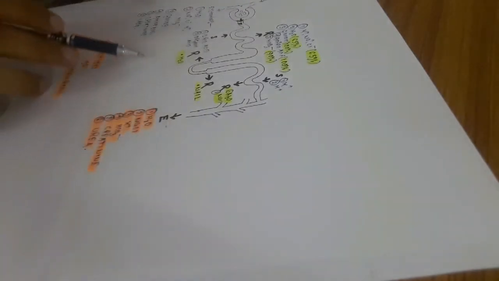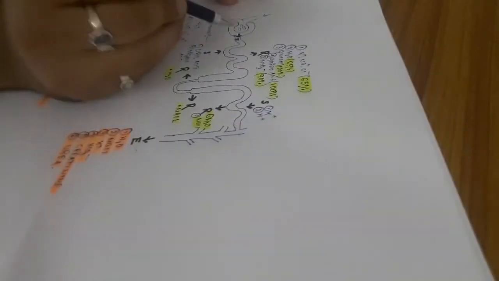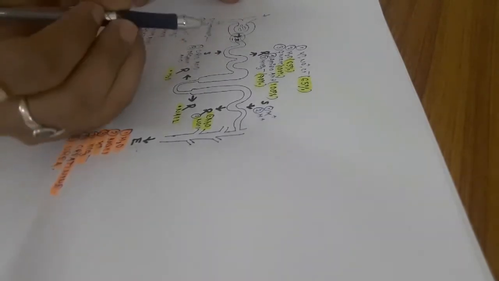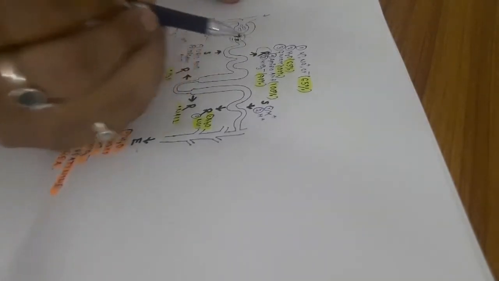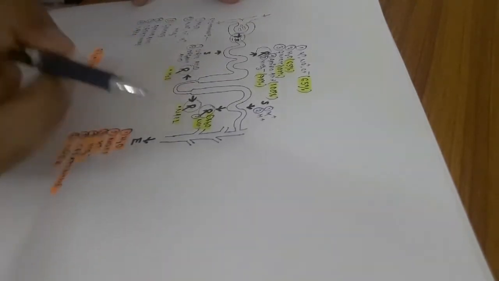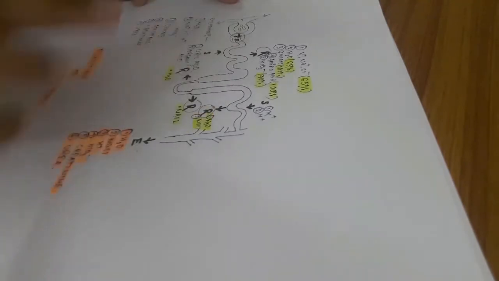Now in this structure we can easily find out the function of the nephron. Here the function starts from here. This F is called filtration. This R stands for reabsorption. We have one R here, one R here, one R here, one R here. So this R stands for reabsorption.